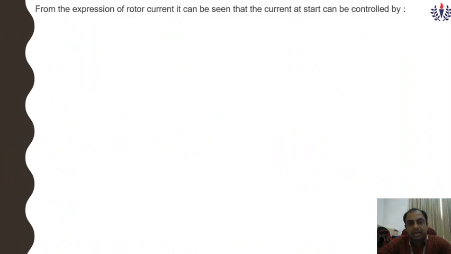From the expression of rotor current, it can be seen the current at start can be controlled. I2R equals SE2 divided by the square root of R2 squared plus (SX2) squared, where I2R is the rotor current per phase at running condition, SE2 is the rotor EMF per phase at running condition, R2 is the rotor resistance per phase, which is the same in both running and standstill condition, and SX2 is the rotor reactance per phase at running condition.